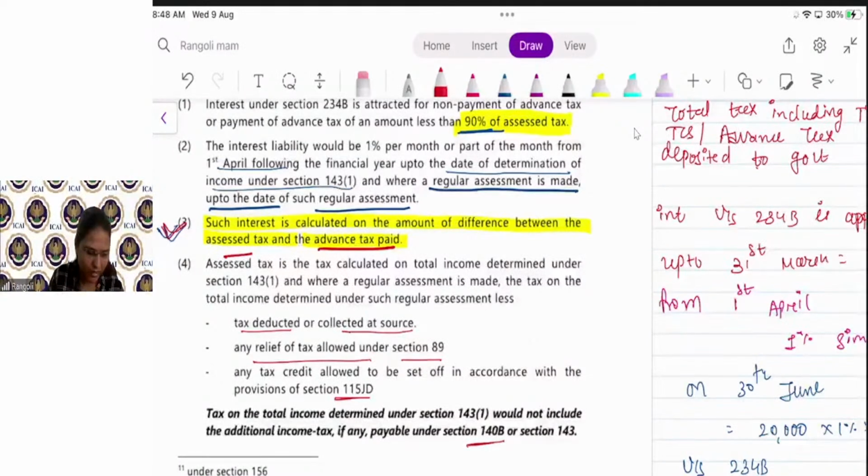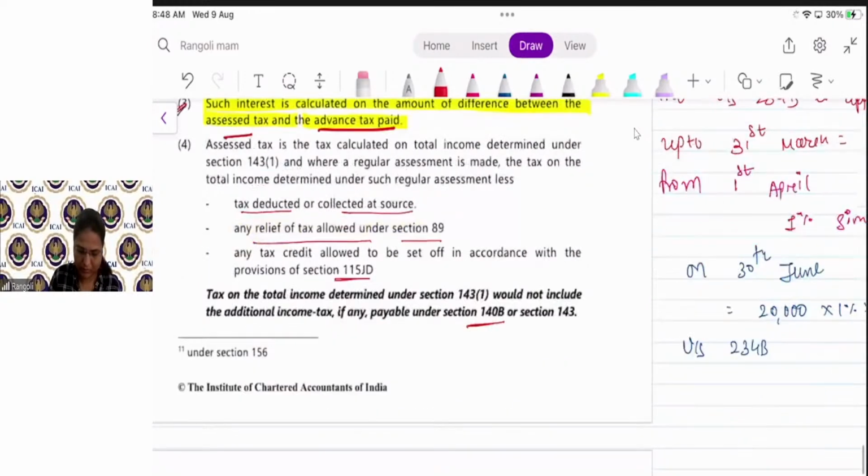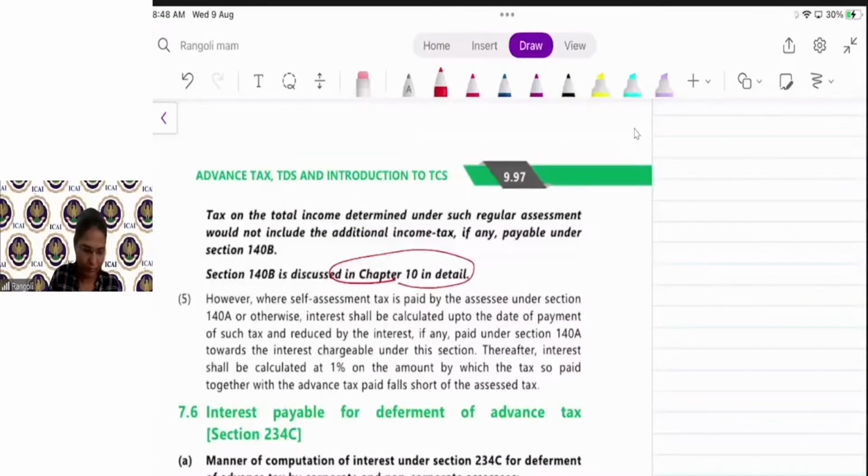But how 18% come? I didn't get your question. The interest is 1% per month. Clear, Madhav? Madhav, 90% criteria is for leviability of 234B interest. If 90% is not paid, then interest is calculated on balance tax amount.